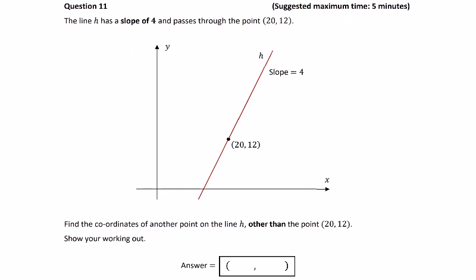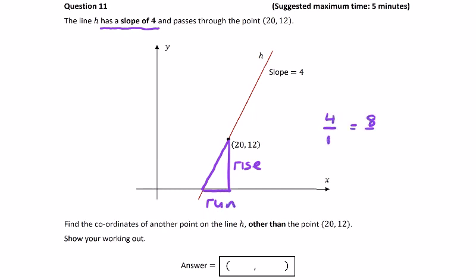Question 11, geometry and slopes. If you're good at your slopes, H has a slope of 4 and passes through the point 20, 12. I'm going to create a right angle triangle here. So 20, 12 is the point and the slope is 4. So we have our rise and we have our run, which needs to be an equivalent of 4 over 1.